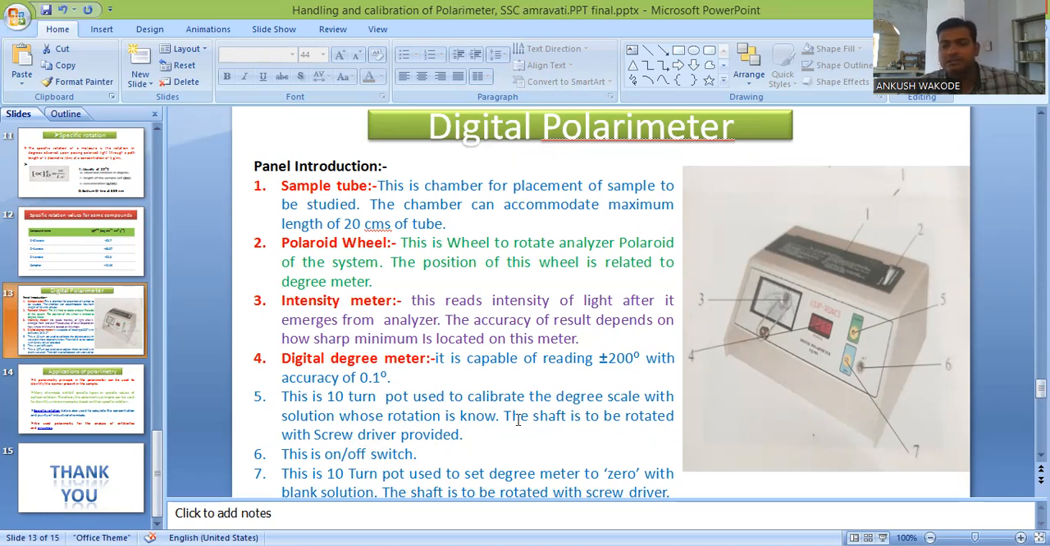Number six is a switch, called the on-off switch. And number seven is the adjustment for zero, which is a shaft. This is a 10-turn pot used to set the degree meter to zero with a blank solution. Blank solution means we generally take distilled water as the blank solution for this experiment. And the shaft is to be rotated with the screwdriver for adjusting the zero for the water sample. Okay.